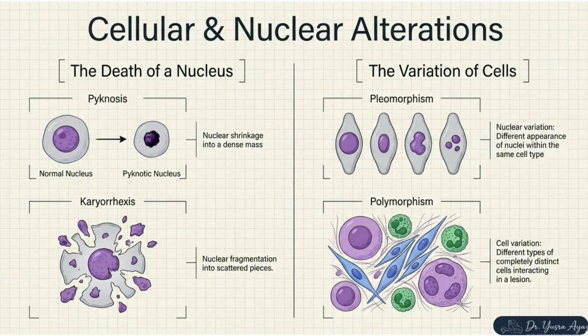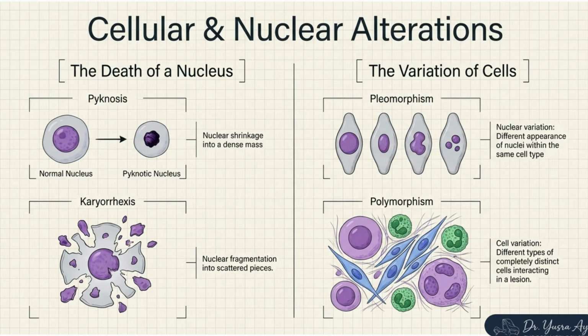Cellular and nuclear alterations are key indicators. Cells not only change shape, their nuclei also tell us whether they are healthy, injured, or dying. Pyknosis means nuclear shrinkage into a dense dark mass. Karyorrhexis means fragmentation of the nucleus. These are classic features of cell death.